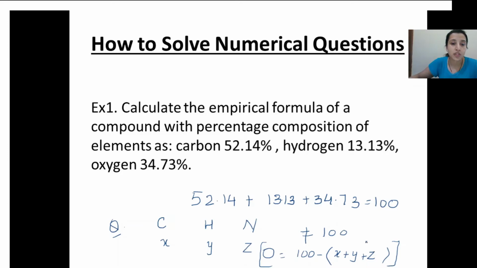In this particular question, which we'll be doing now, the total percentage sum is coming out to be 100. But suppose the sum of the percentages of different elements is not equal to 100, then include a 4th element, oxygen. And how do we calculate its percentage? The carbon percentage is considered as X, hydrogen percentage as Y, and nitrogen percentage as Z. So what will be the oxygen percentage? 100 minus X plus Y plus Z.